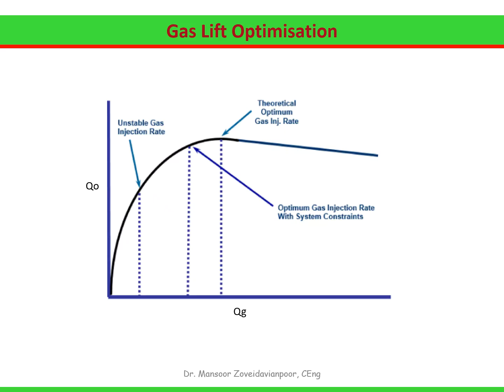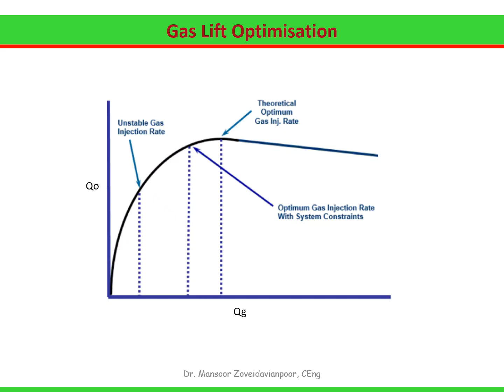On the graph, you'll notice that production increases from QO to QG, reaches a maximum, and then begins to decline when excessive gas is injected. This optimum point is what production engineers are trying to find during gas lift optimization. The objective is not maximum gas injection. The objective is maximum oil production with minimum gas consumption.